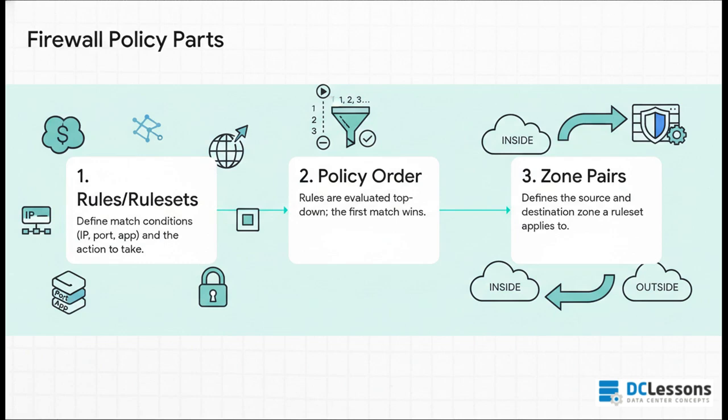Second, you put them in order of priority. This is critical because the firewall stops processing as soon as it finds a match. And finally, you apply these rules to a specific path, what we call a zone pair, like from your inside zone to the outside zone.